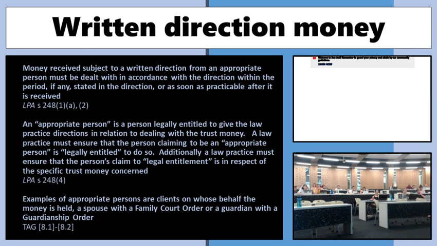Okay, there are times when firms have to deal with other people's money where there is some sort of direction or instruction to deal with it in a certain way. And we call this written direction money. And some examples of, oh, there we go, an instruction from an appropriate person, a family court order, a guardian officer that's been appointed, or officers from, I guess, from the PT as well, to go through and to do these things.